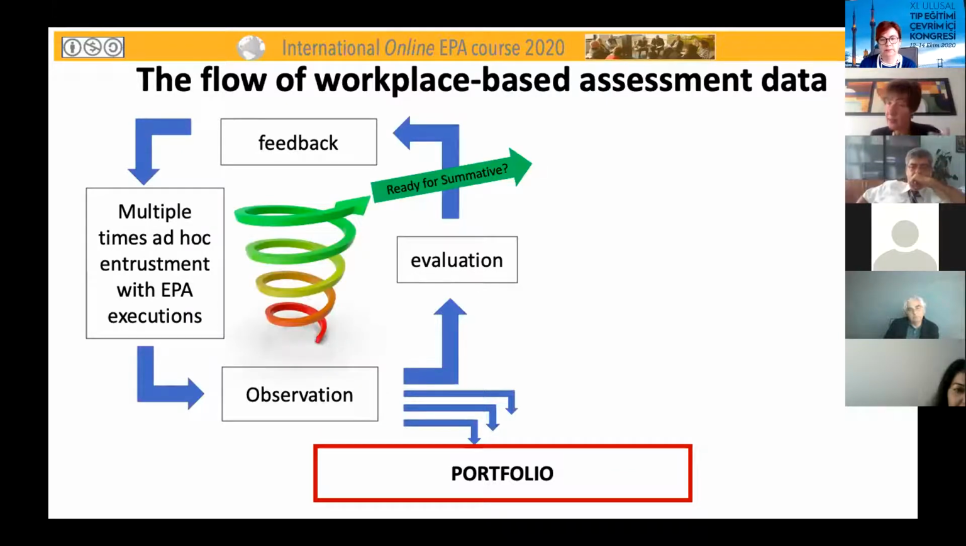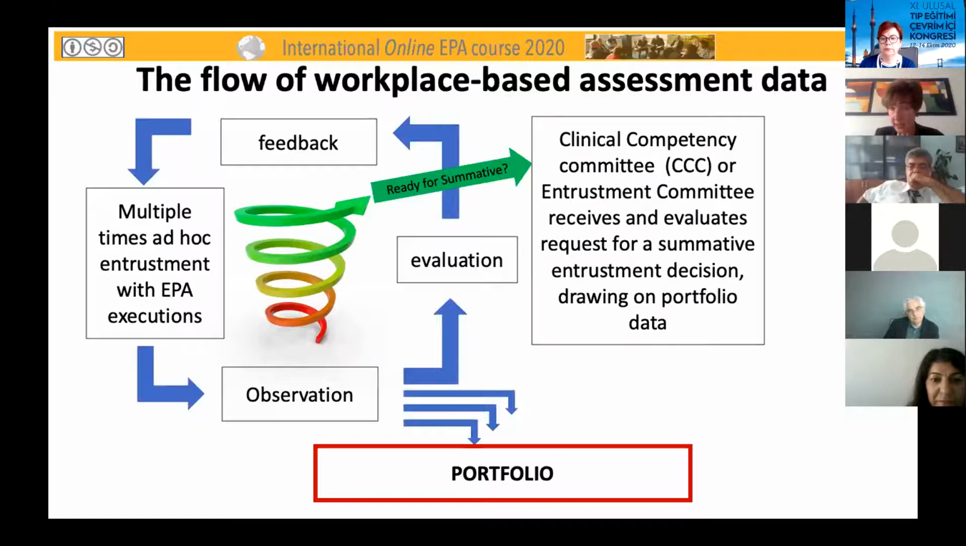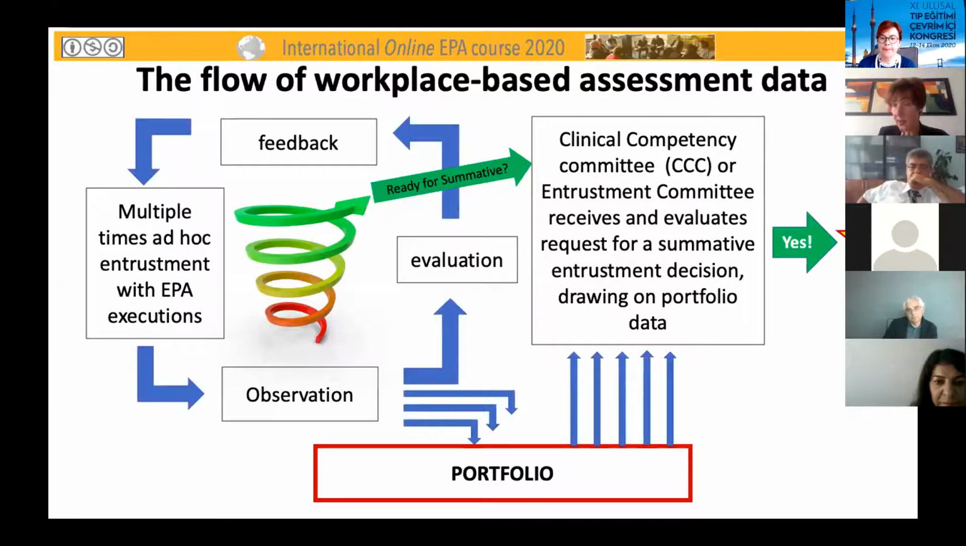And then after a certain amount of time, the supervisor, and actually I hope both the supervisor and the resident, feel like, I'm ready for a summative entrustment decision. And then, as I told you, a team can be established. We call it a clinical competency team. It consists of the program director together with supervisors, and they look at the portfolio data and they can make the decision of making a summative entrustment decision.